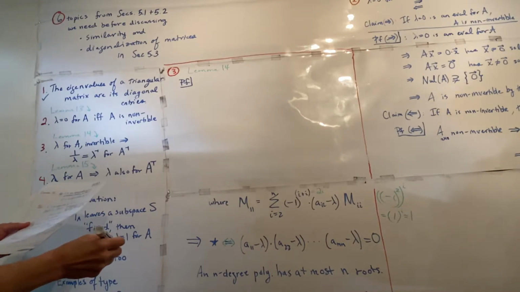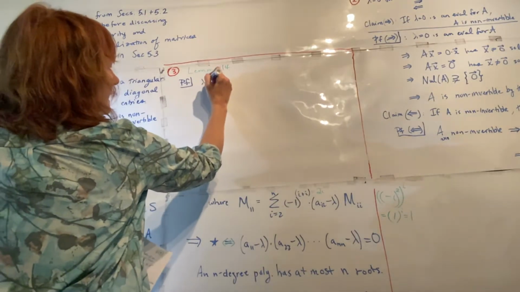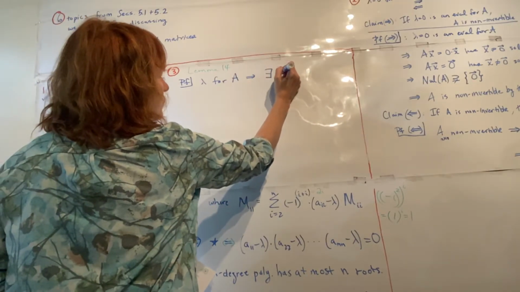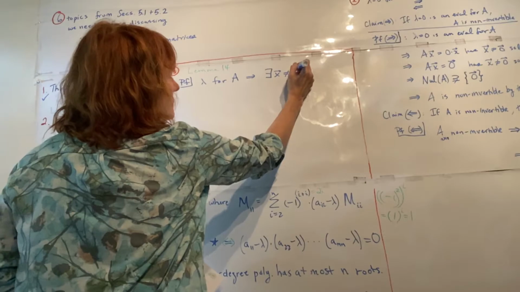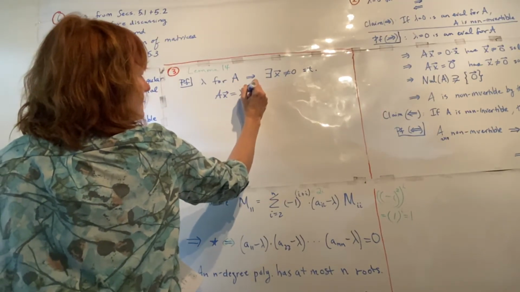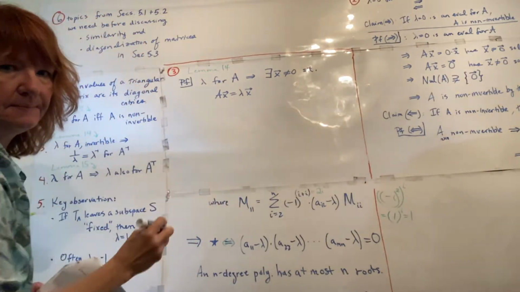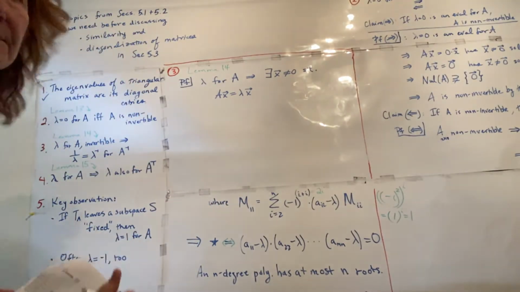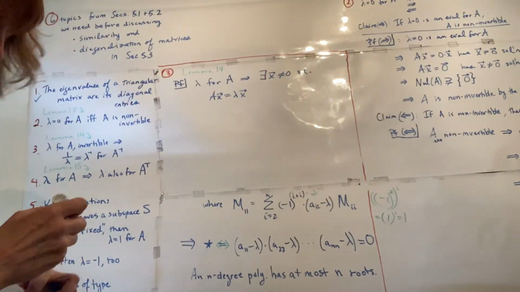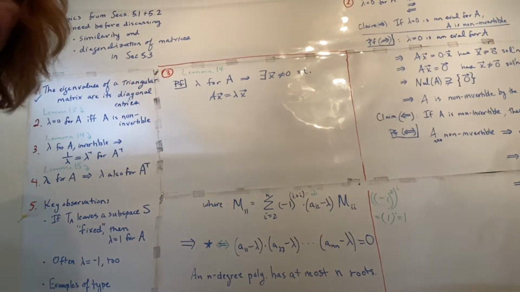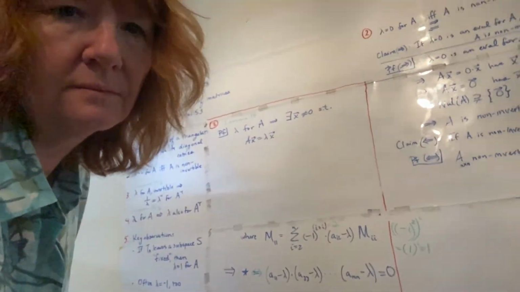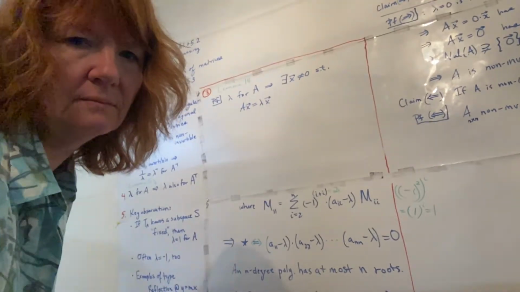So the proof of that, the statement's right there, so I don't need to write that. Okay, so lambda is an eigenvalue for A implies there exists a vector x not equal to 0 such that Ax is equal to lambda x, right? No glare? Okay. Is there glare there? I can't quite tell, so I better move it.